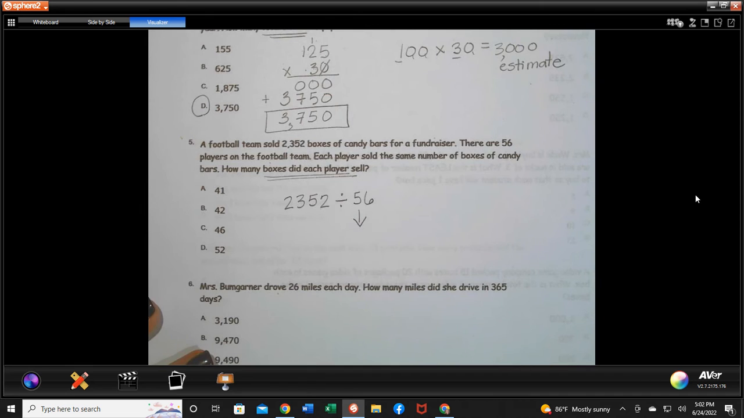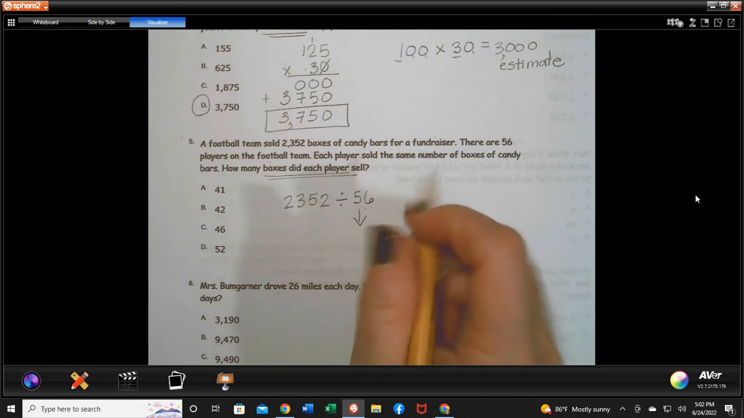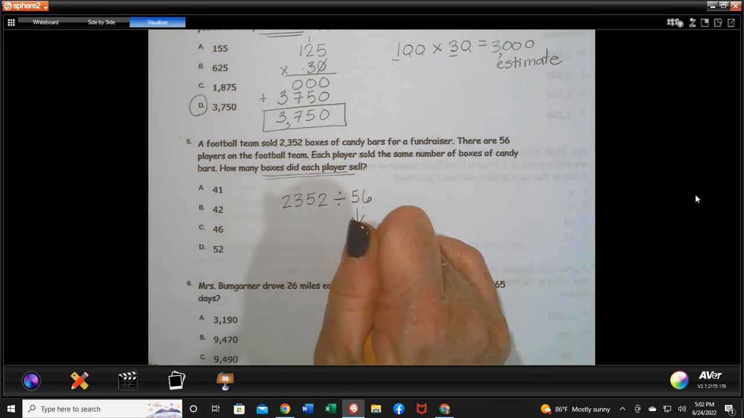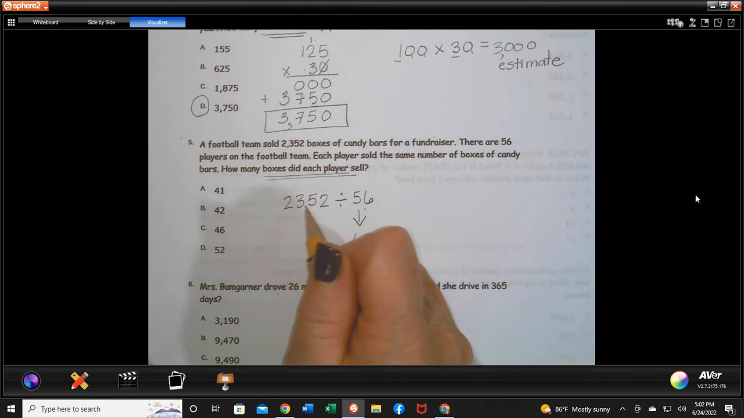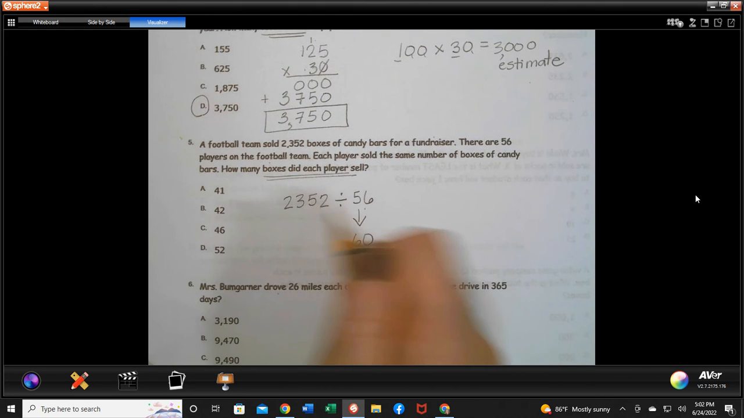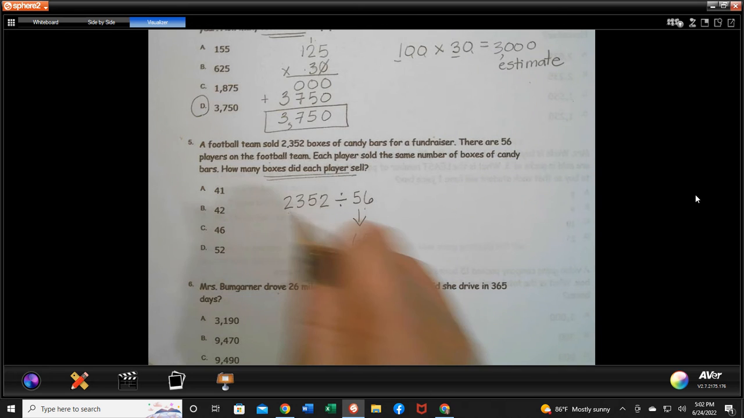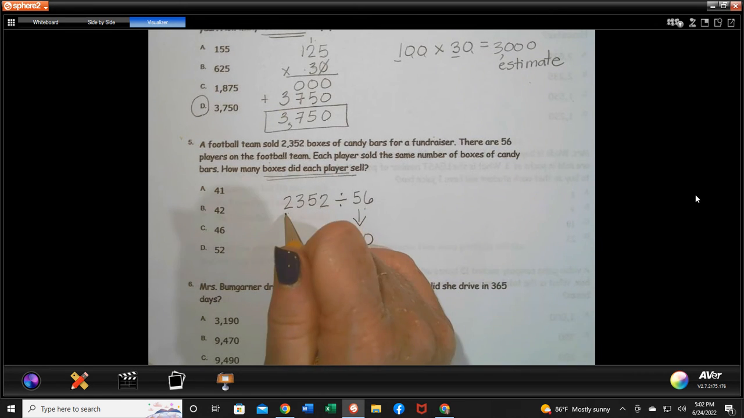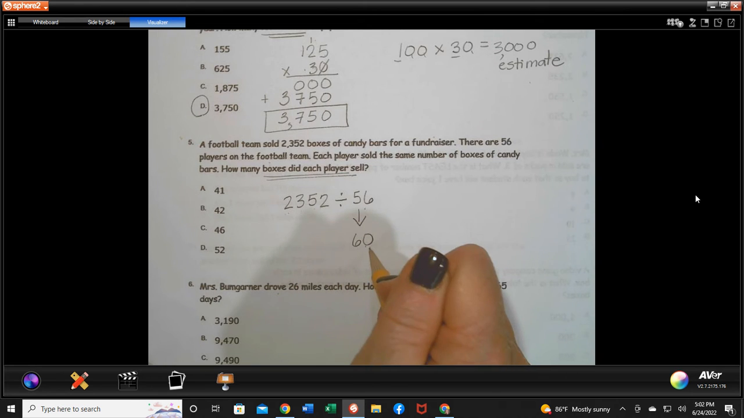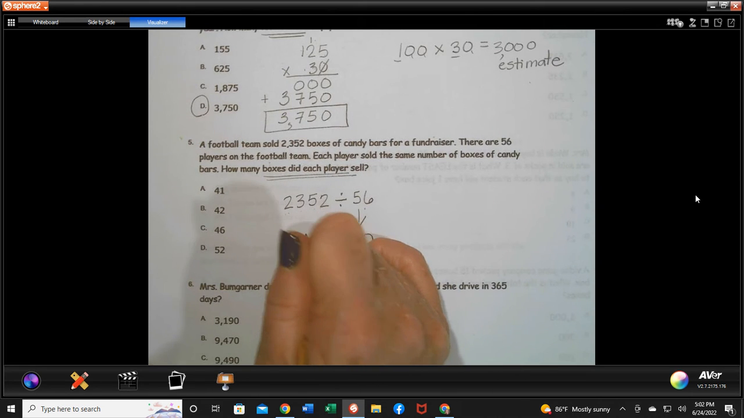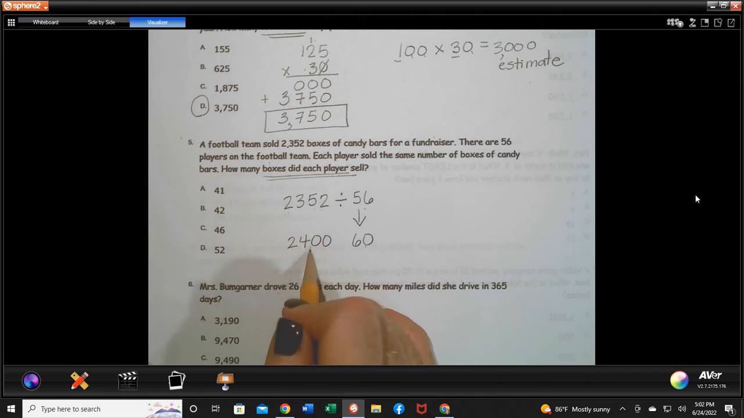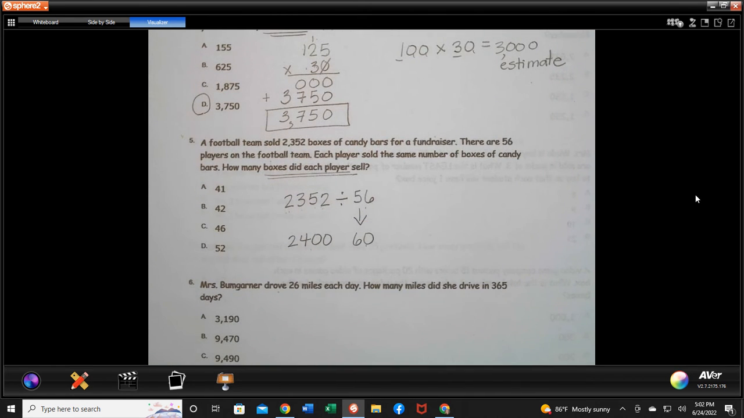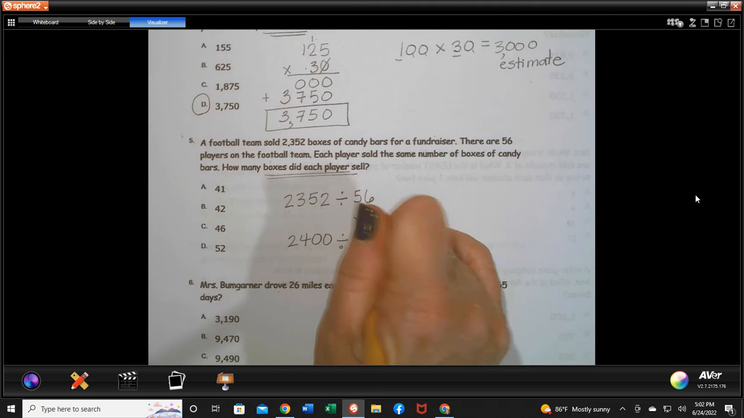So I am going to round my back digit to 60. All right, a number close to 23 that's divisible by 6, or a number, in other words, that's close to 235 that's divisible by 6, would be 24 or 240. And then I need one more zero. So I have a compatible number for 2,352.